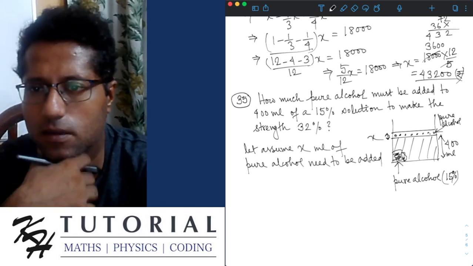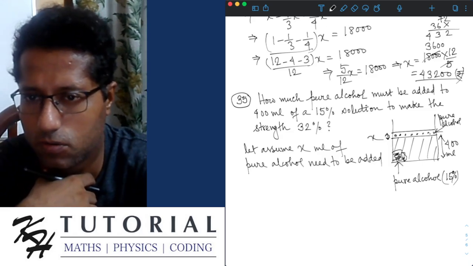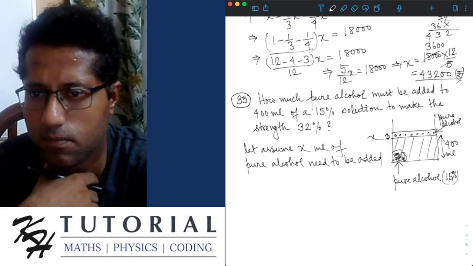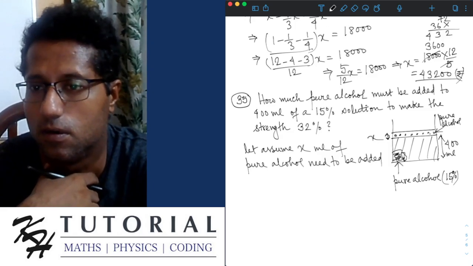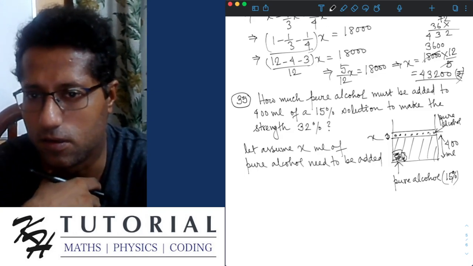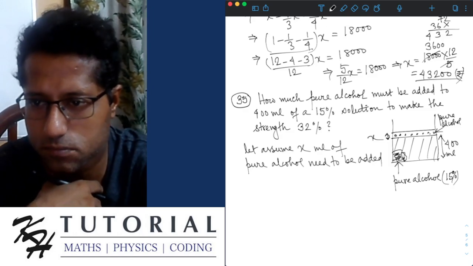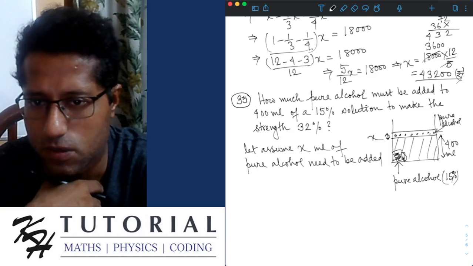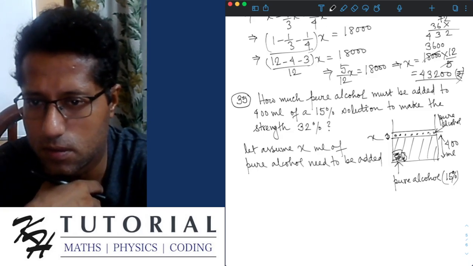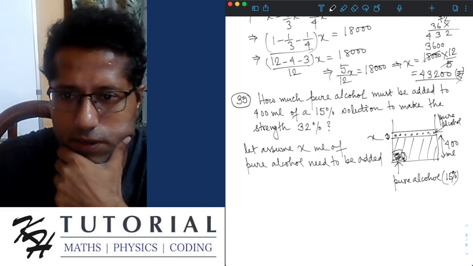After adding the required amount of pure alcohol, the strength of the solution will become 32%, which means in that solution 32% is pure alcohol. So let's assume x ml of pure alcohol needs to be added.